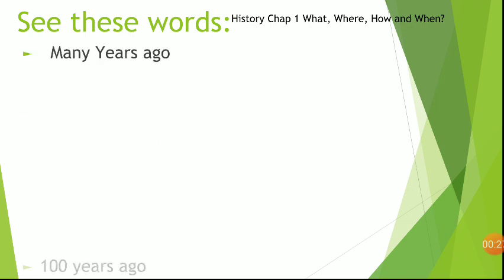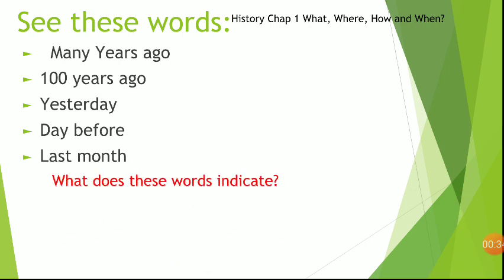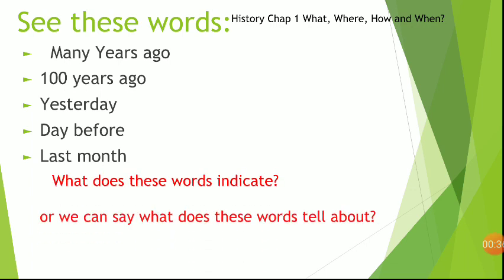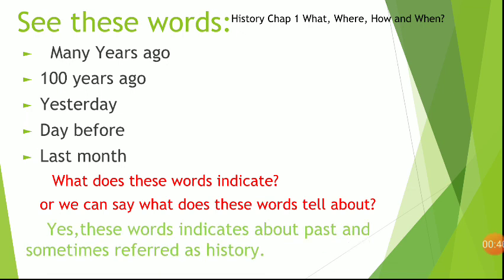Look at these words. Now, what do these words indicate? Or we can say, what do these words tell about? Yes, these words indicate the time. Which time? The past. These words are used to talk about the events that had already happened.